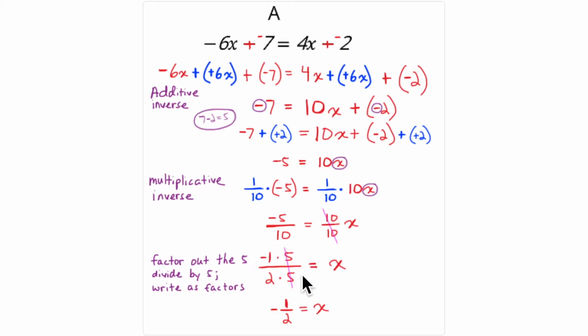So right here, what I say here is we're going to write this fraction as factors. Negative 1 times 5 and 2 times 5. You know you want the 5 here because the factors of 10 are 2 times 5.